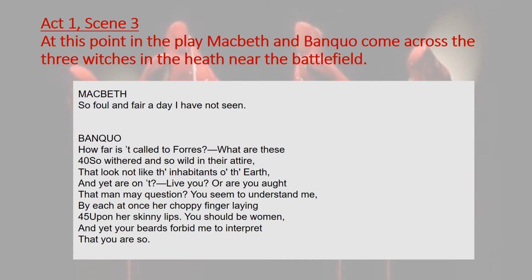You could also take this moment to analyse some of the language and form here. We've got a lot of pronoun use from Banquo, so have a look at that. You could copy this out, that would be a great exercise, and choose to highlight words that stand out to you.